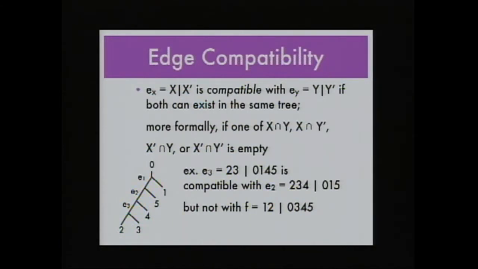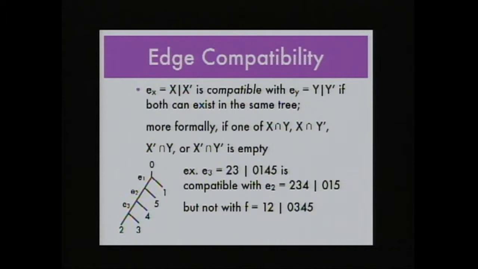So if we look at this tree, E2 and E3 are compatible because they're in the same tree. E3 is the partition of the leaves 2, 3, and the rest. And then E2 is the partition of 2, 3, 4, and the other leaves. And if I want to check this intersection criterion, for example, the intersection of {2, 3} and {0, 1, 5} is empty. So it meets that criterion.